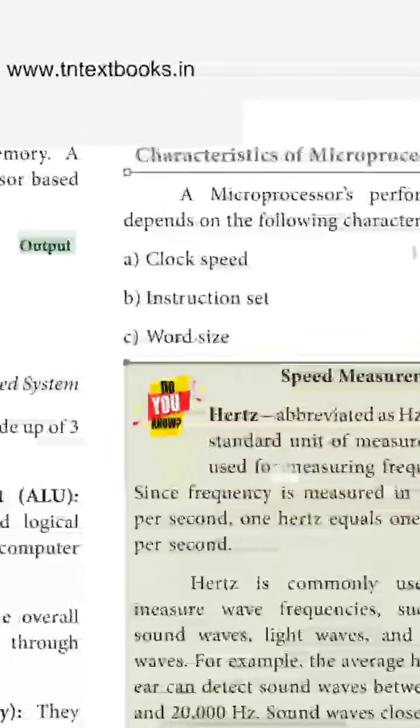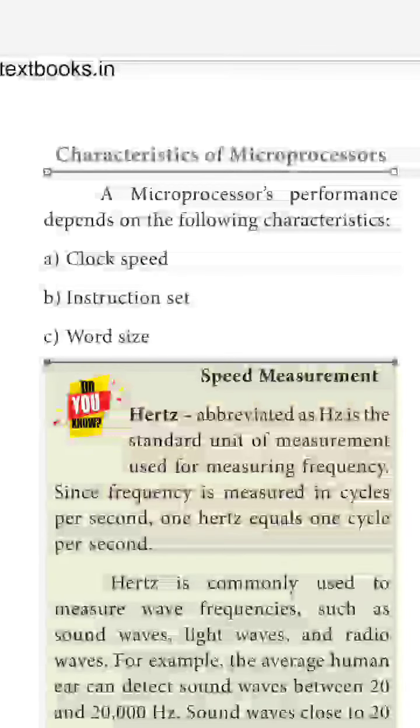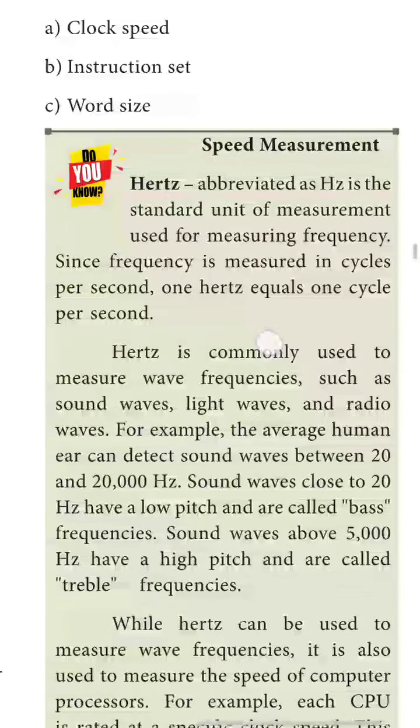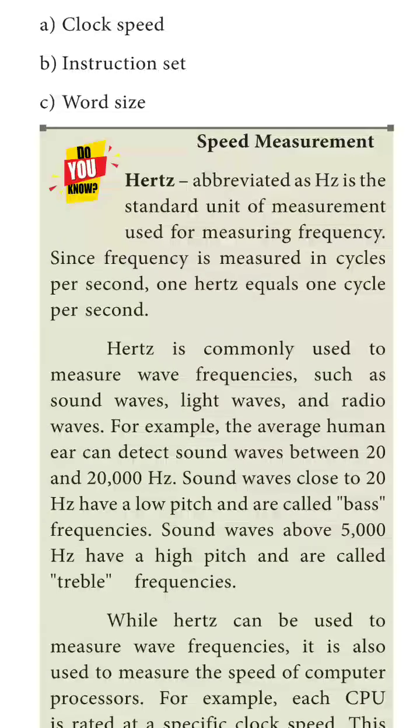Next is characteristics of microprocessor. A microprocessor's performance depends on the following characteristics: clock speed, instruction set, word size, and speed measurements, hertz.